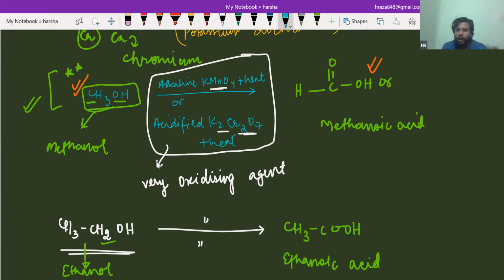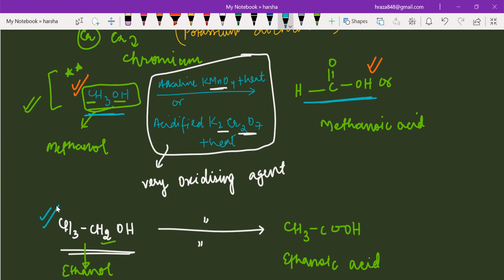And you are going to use this alkaline KMnO4 and heat, or either you are going to use acidified K2Cr2O7, that means potassium dichromate and heat, this alcohol will be directly converted into carboxylic acid. Is that clear, everyone? Please do write this reaction. Yes. Please do write.